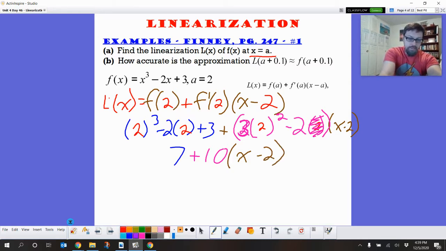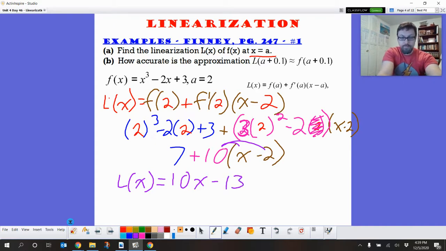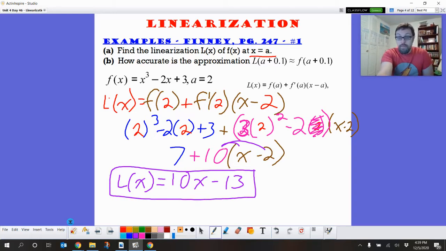So L of x equals, and I'm just going to distribute and simplify this a little bit. We get 10x, and then negative 20 plus 7, so that is negative 13. Cool. So this is what they're looking for in part A. Part A done. We found the linearization at that particular point. We want to figure out how accurate the approximation L of a plus 0.1 is to f of a plus 0.1. So as we move away from that point, how accurate are we staying?